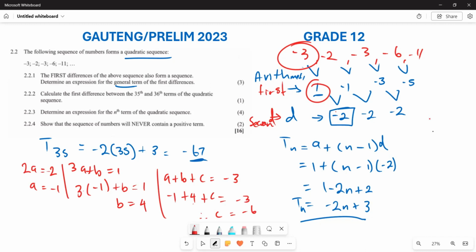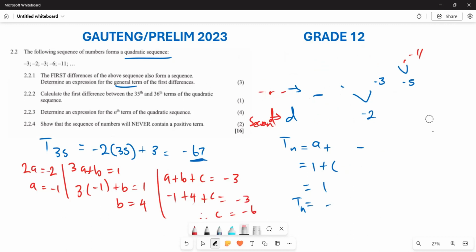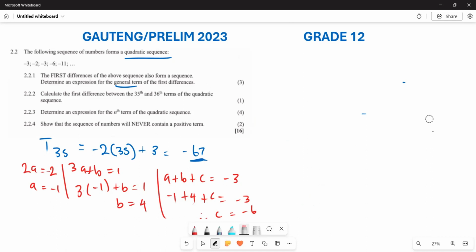Now, let's look at 2.2.4, right? They say show that the sequence will never contain a positive term. So now, how do you show that? Let's just make up our space here so that I can show you how to do that. Remember, the sequence here, our Tn, is given by Tn equals -n squared plus 4n subtract 6 altogether.